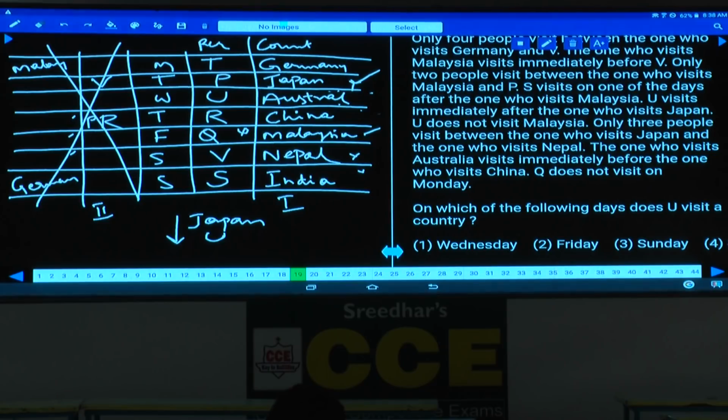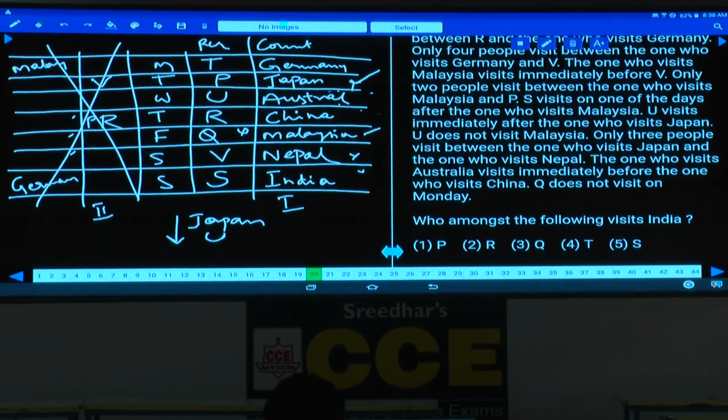Next, the 19th one. On which of the following days does U visit a country? U visits on Wednesday, that is choice one. Then question number 20. Who among the following visits India? S visits India, that is choice 5. Now this is about question numbers 16 to 20.